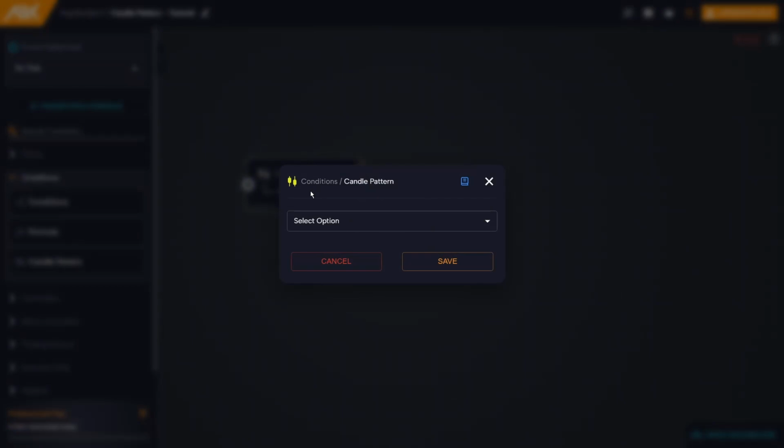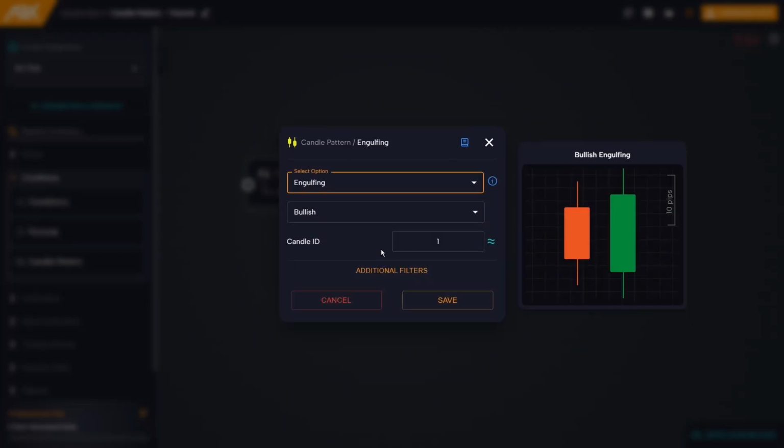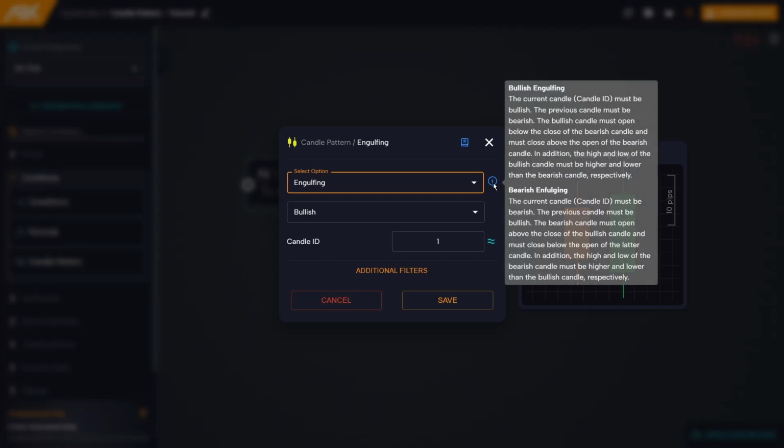Upon opening it, we're presented with a drop-down menu displaying all the predefined patterns and custom candle pattern at the bottom. Starting from the beginning, if we click on Engulfing, a new screen will appear. The first thing we notice on the right is the formation of the pattern, in this case, a bearish candle fully engulfed by a bullish one. Hovering over the eye icon to the right of Engulfing provides an explanation of the pattern's characteristics.